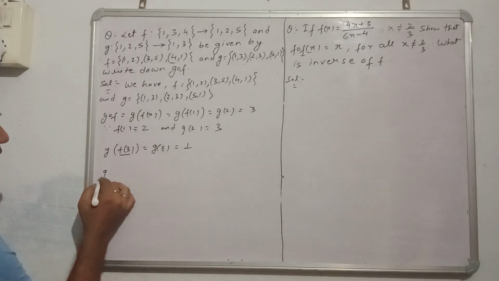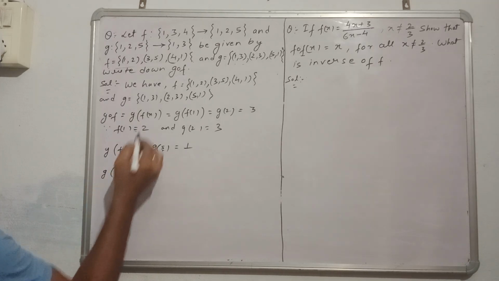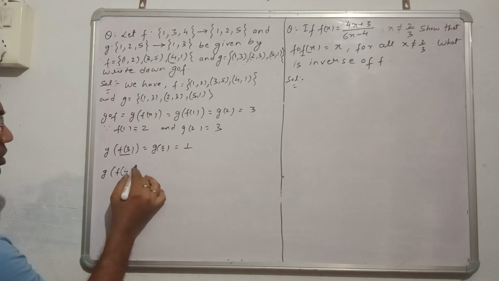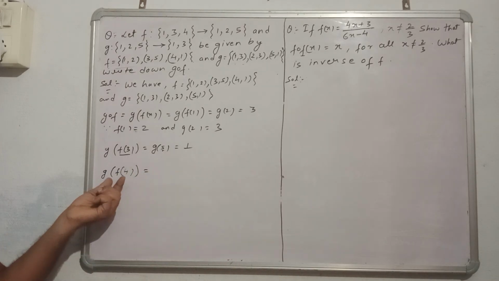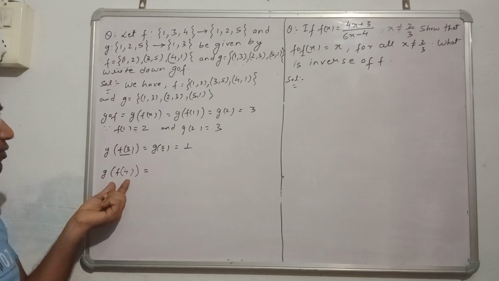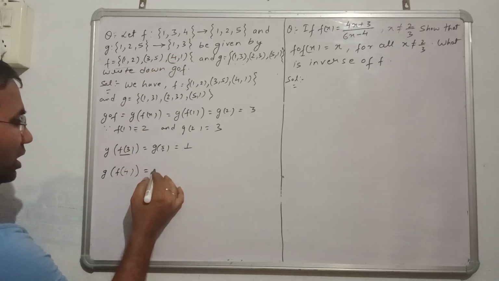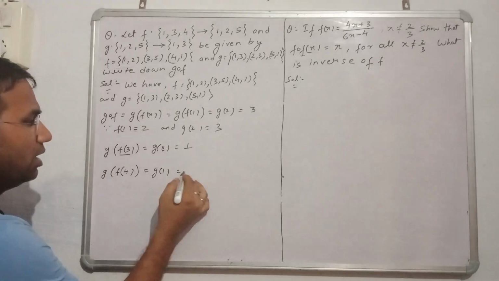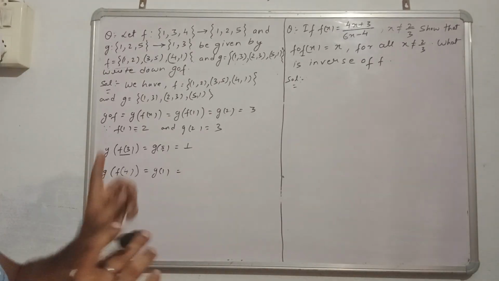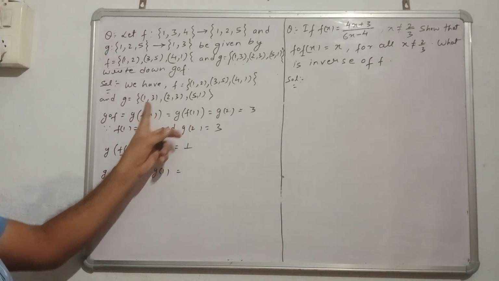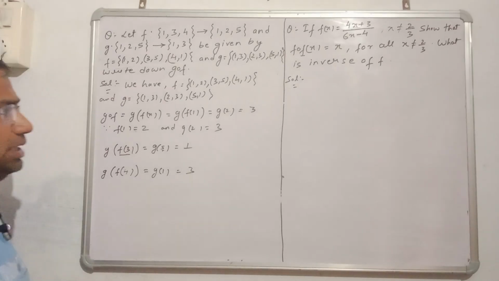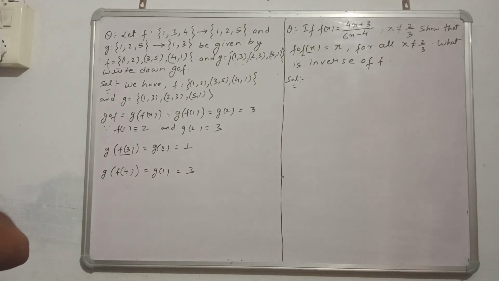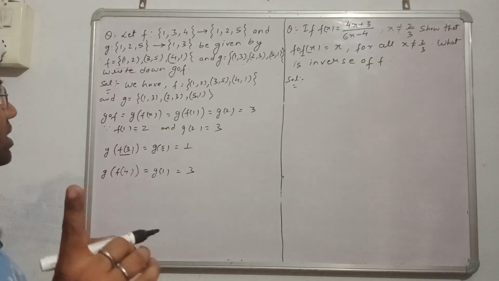Now move to the next one. What is the next element of f? It is (4,1), so write down 4. The function of 4 is 1, so here you will write g. Now at 1 what are you getting in the g function? At 1 you are getting 3, so here will be 3. In this way you will find gof, meaning function g of function f.